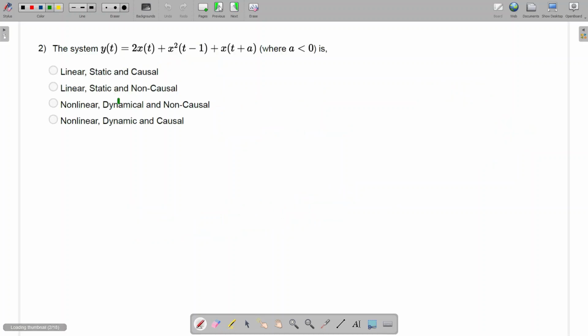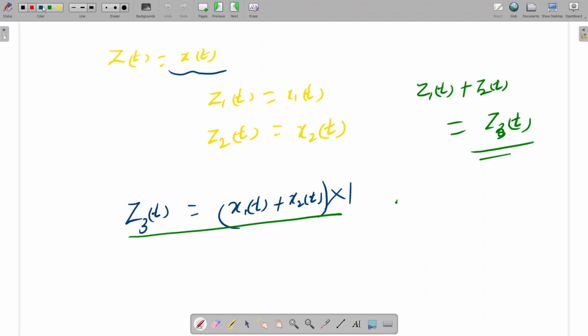Let's say I'm moving to the next question. One second. Here only I will explain one more question. So let's say y(t) is equal to 2x(t) + c.